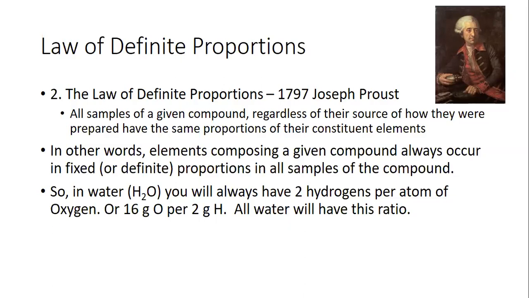So for example, I have water. If I take water from my tap here in San Antonio, or go up to Michigan and get water from Lake Michigan, or go over to Europe from the Baltic Sea and get water, no matter where I get it from, it will always have 2 hydrogens per 1 oxygen, or 16 grams of oxygen per 2 grams of hydrogen. No matter either way I measure it. All water always has this ratio. It will never change for water. That is the law of definite proportions.